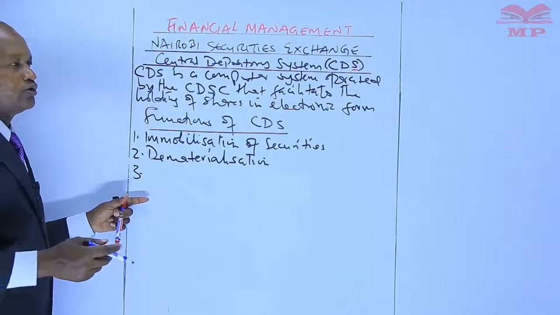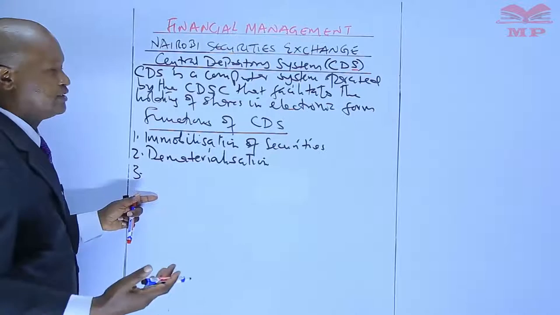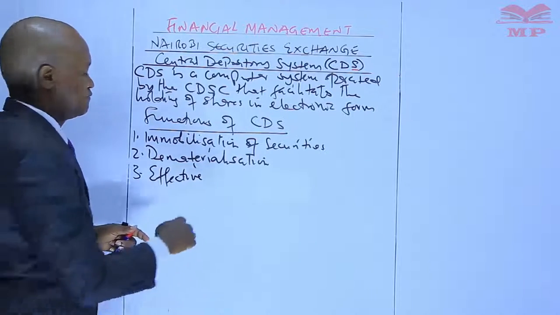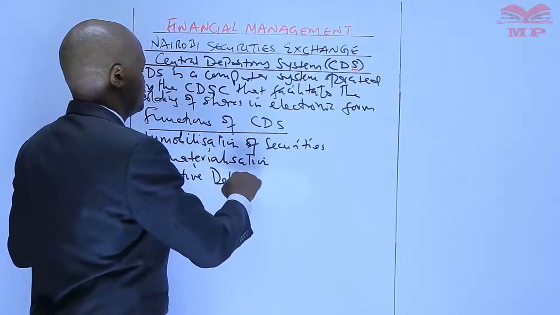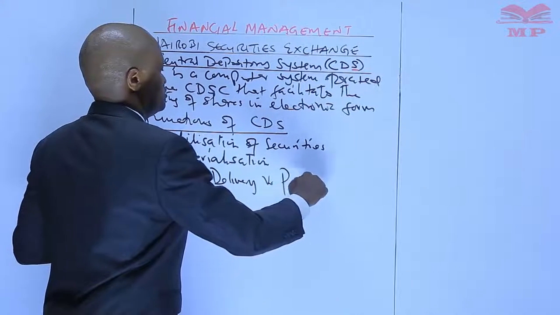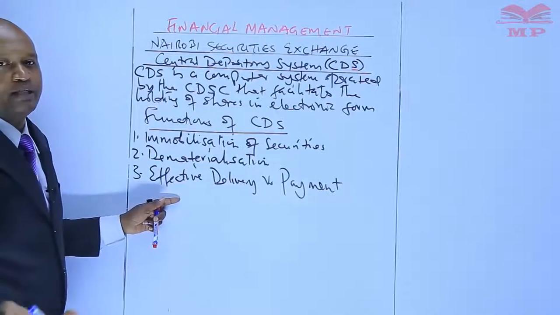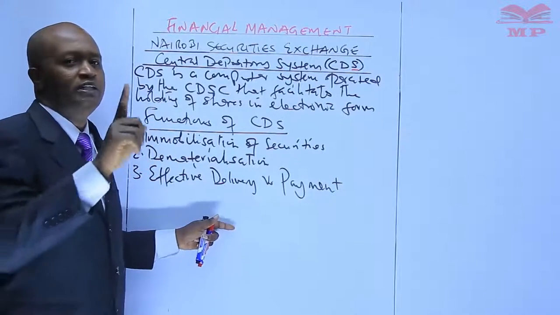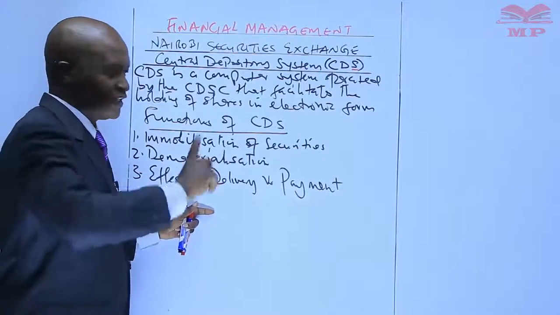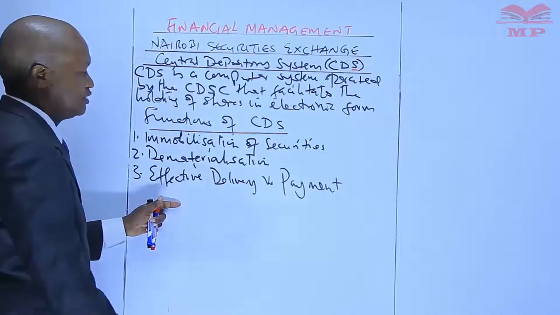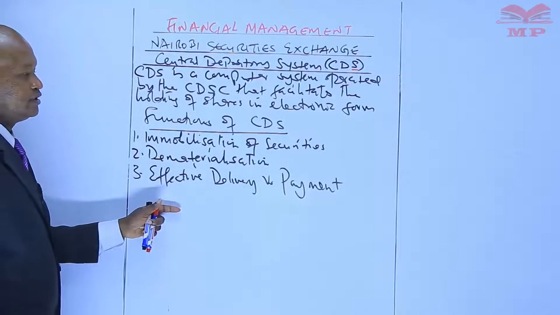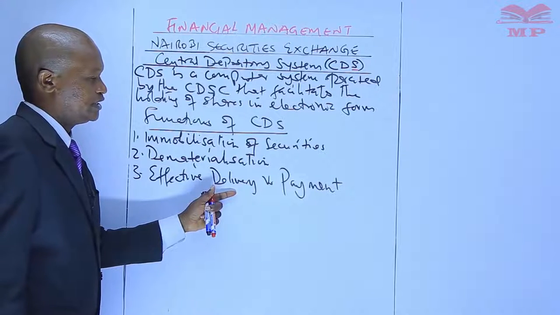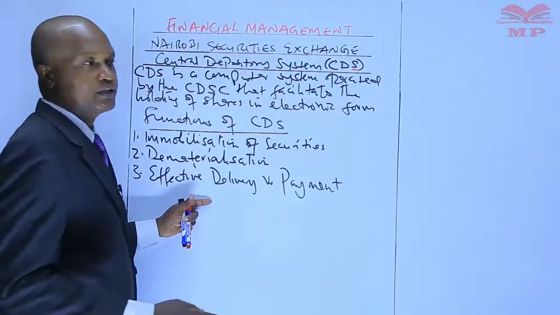Number three is what we call the effective delivery versus payment. Effective delivery versus payment means simultaneous delivery and payment between the two parties exchanging the transferring securities. Efficient, simultaneous. When you are paying for the share, you receive it. The one selling should deliver it, and it has to be simultaneous, at the same time.